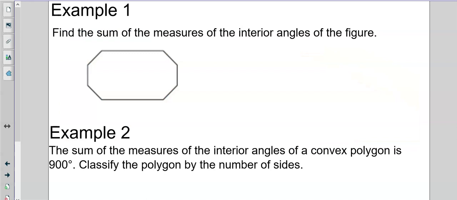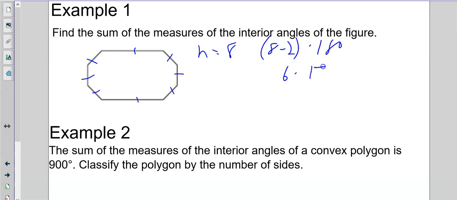All right? Find the sum of the measure of the interior angles of the figure. Okay, so what we've got to do here is count. 1, 2, 3, 4, 5, 6, 7, 8. N equals 8, 8 sides. So all we're going to do is plug that in, 8 minus 2 times 180. So that's 6 times 180. And so we do 6 times 180, and we get 1080. That's the number of degrees inside that shape right there.